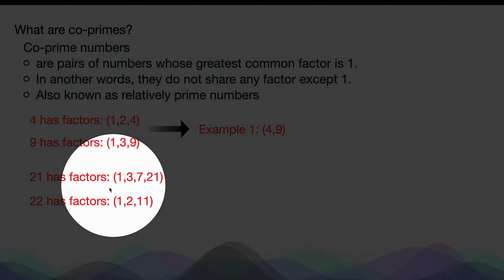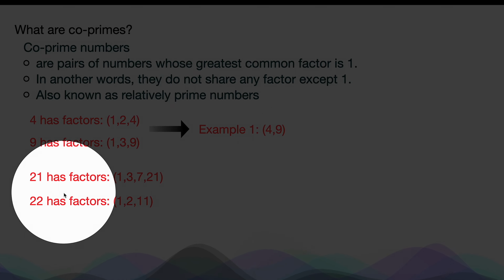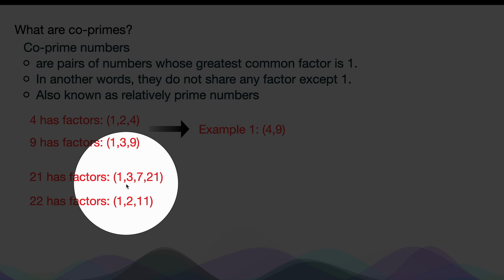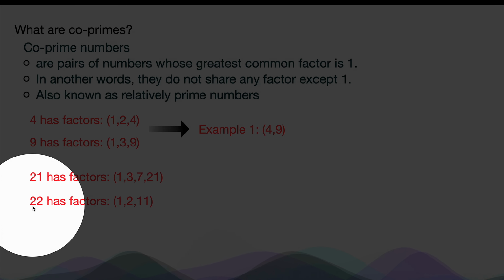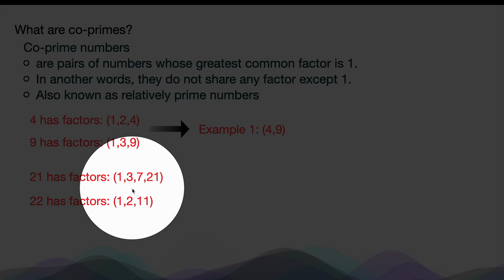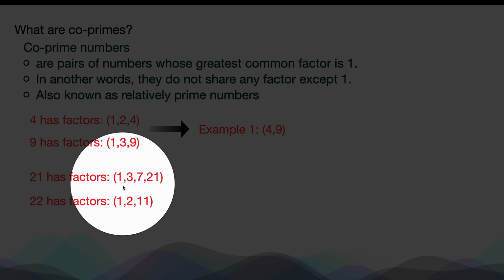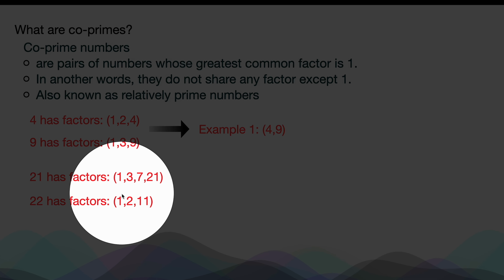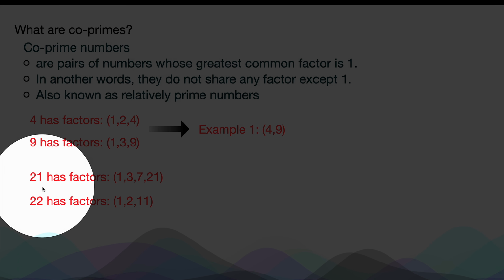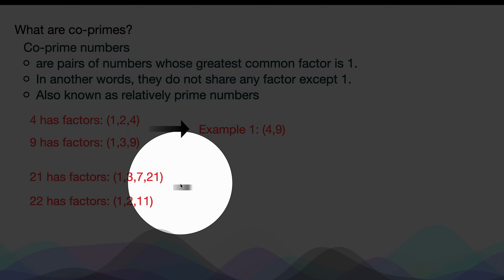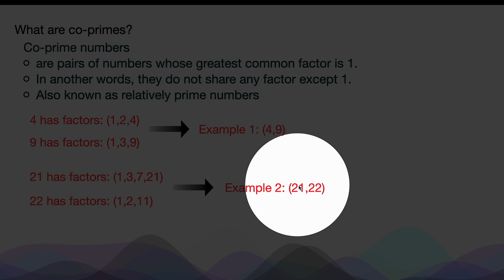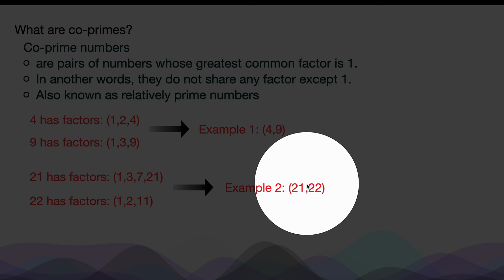Let us look at one more example, 21 and 22. 21 has factors 1, 3, 7 and 21. 22 has 1, 2, 11. And what about the common factors? The highest common factor between the two is 1, or the HCF of 21 and 22 is 1, and so 21 and 22 will form a coprime.